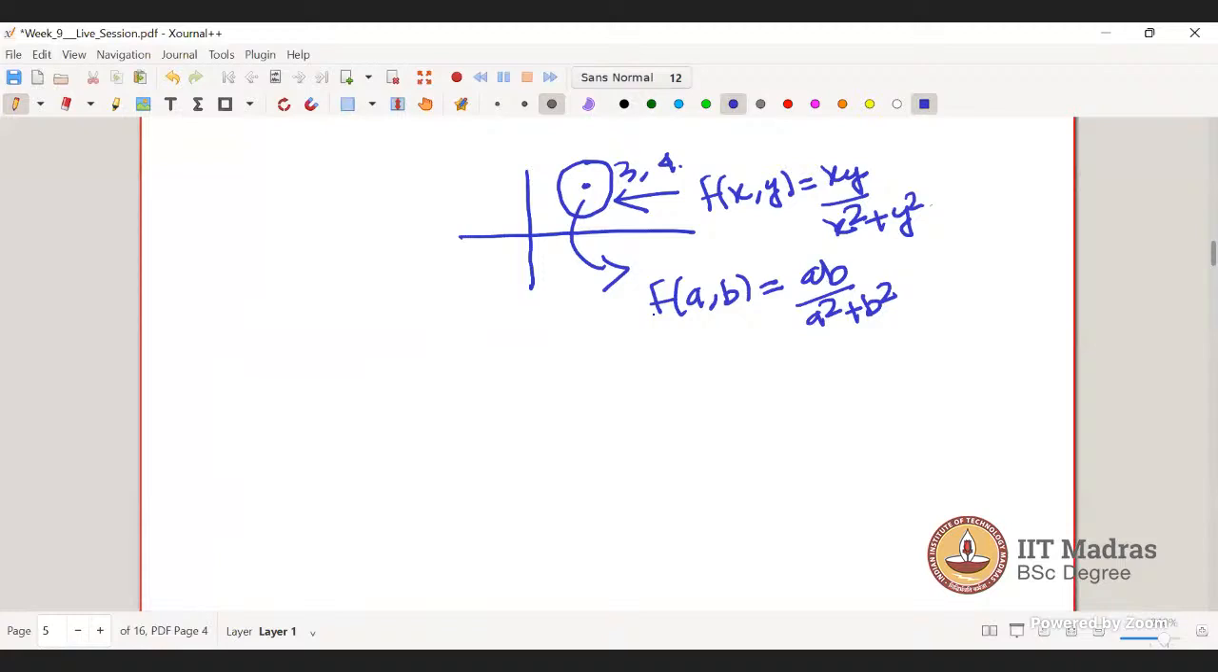Then what is meant by the open ball exists? Does it mean that in this open ball all the function points are defined, and can I say that it is continuous at 3, 4? No, I cannot say that it is continuous. It is only that all the values exist.